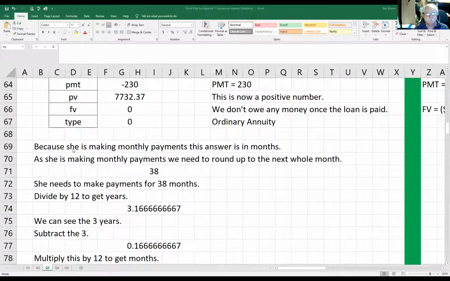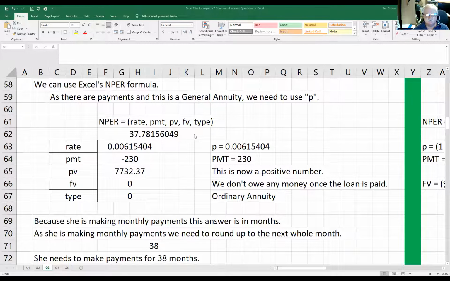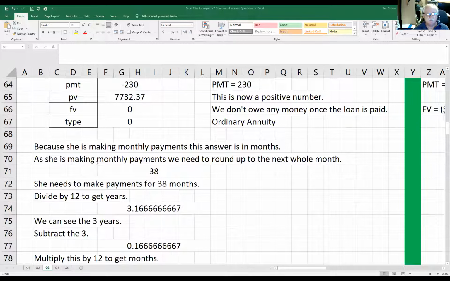So we get this weird answer, 37.78. As she's making monthly payments, we need to round up to the next whole month. So she needs to make payments for 38 months.